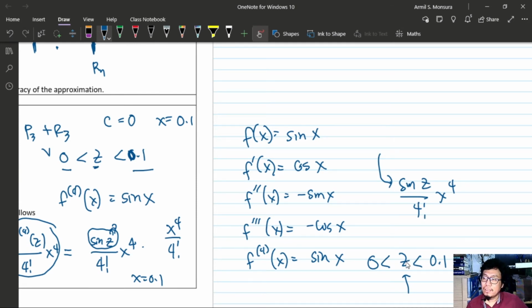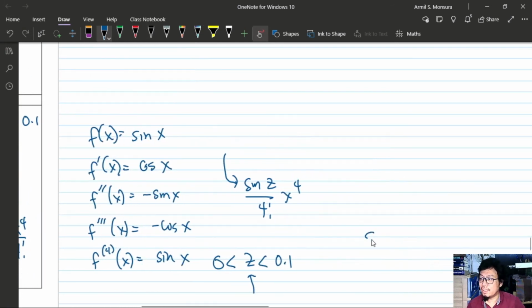But what we're sure of is that if we choose a value of z between 0 and 0.1, we would know that sin z would be less than 1 and greater than 0 in this case.